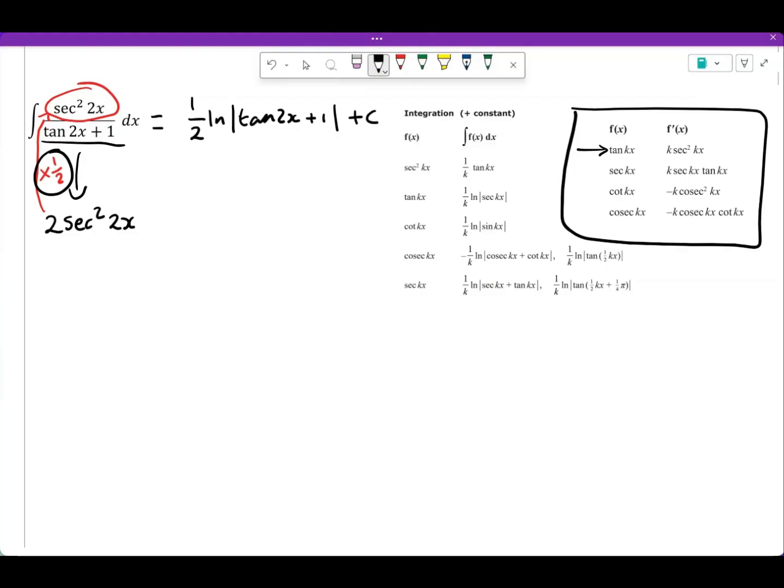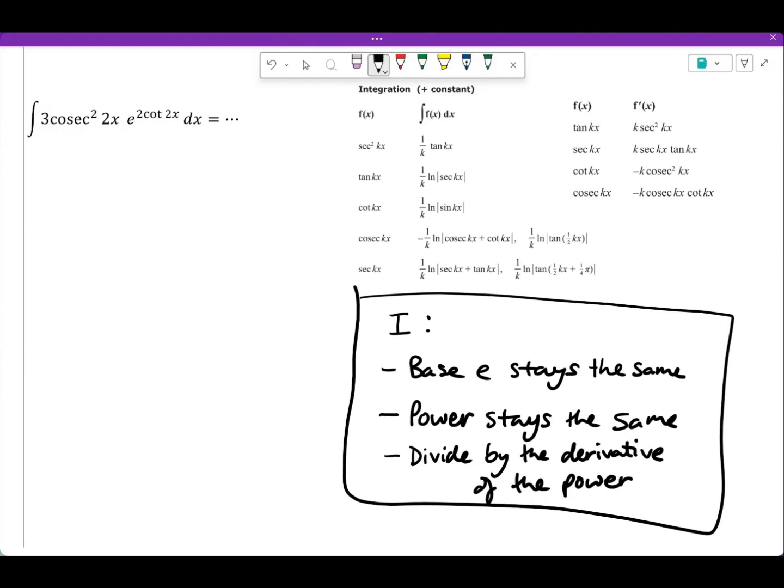Let's have a look at another one. So here's our next integral. Looks pretty complicated. This one actually involves e. So I've got my steps for integrating e written at the bottom here. But let's do my reverse chain rule check first. Okay, we go to our power, 2 cot 2x.